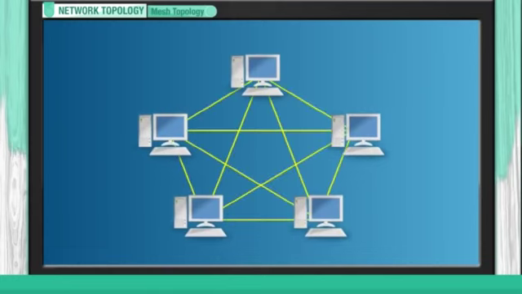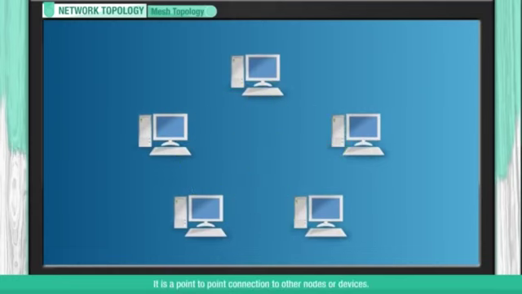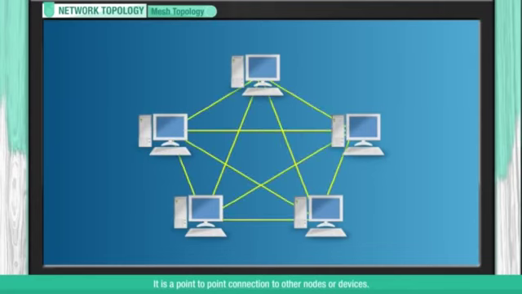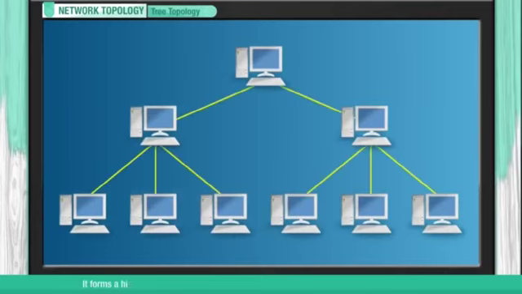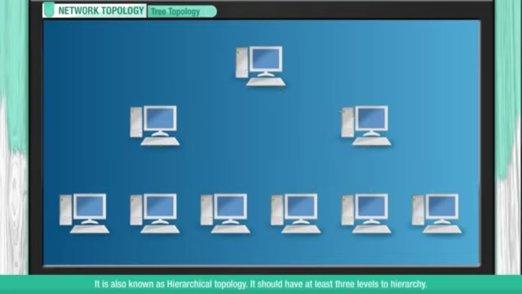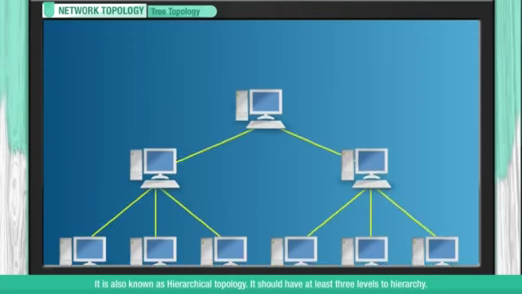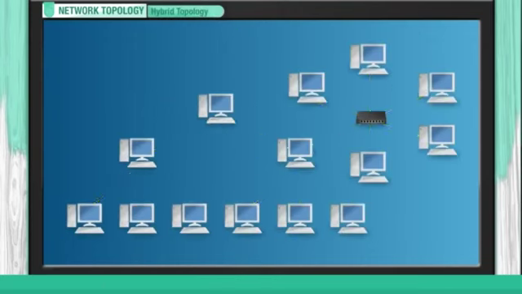Mesh topology. It is a point-to-point connection to other nodes or devices. All the nodes in the network are connected to each other. Tree topology. It forms a hierarchy. In this topology, there is a root node and all other nodes are connected to it. It is also known as hierarchical topology. It should have at least 3 levels of hierarchy. Hybrid topology. In this topology, combinations of 2 or more topologies are used.